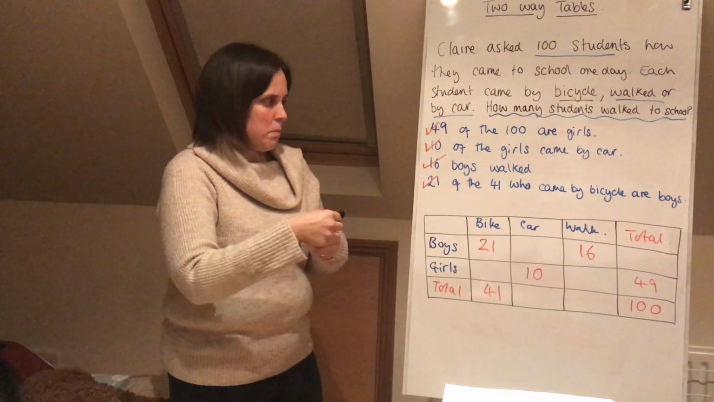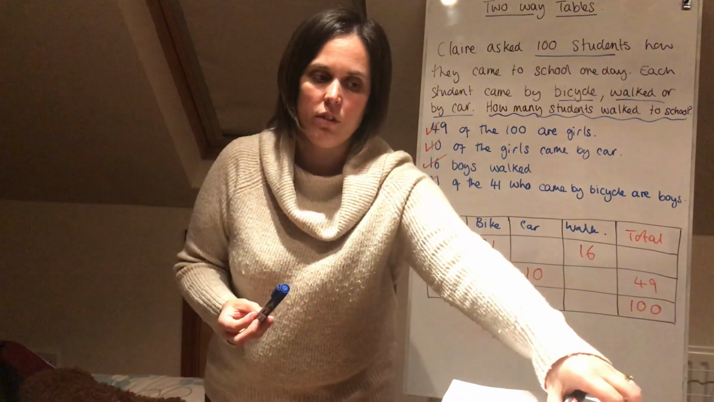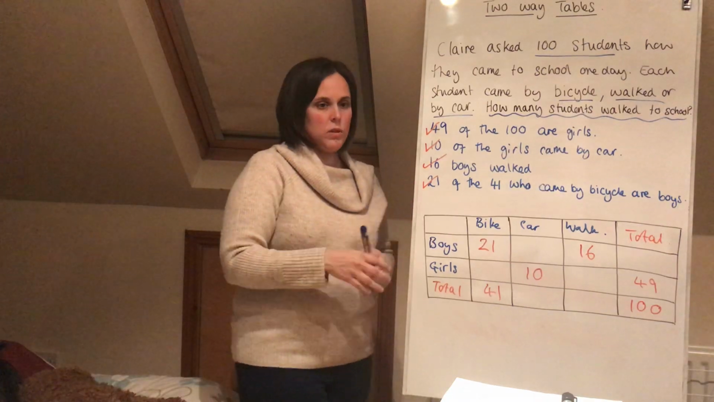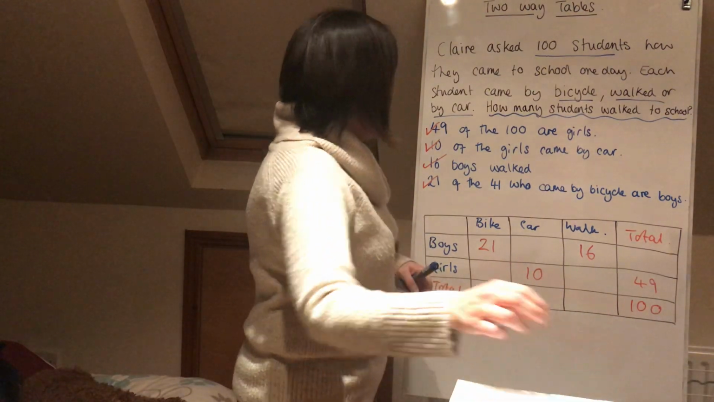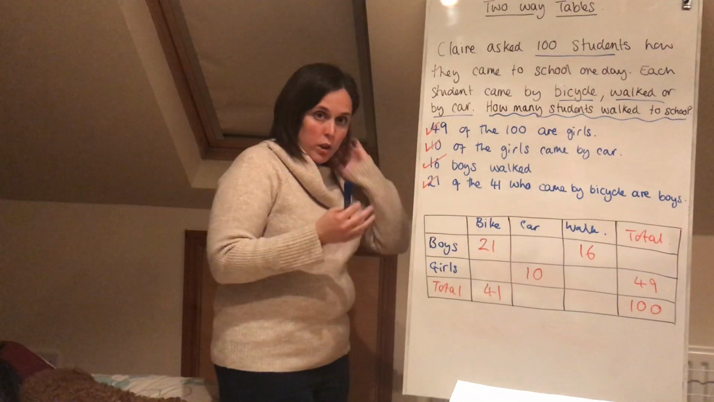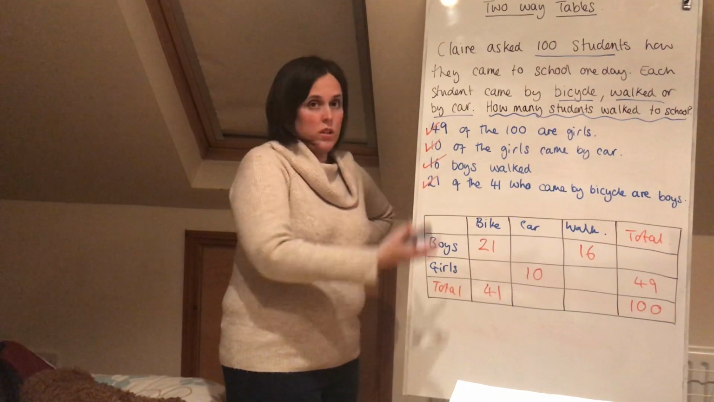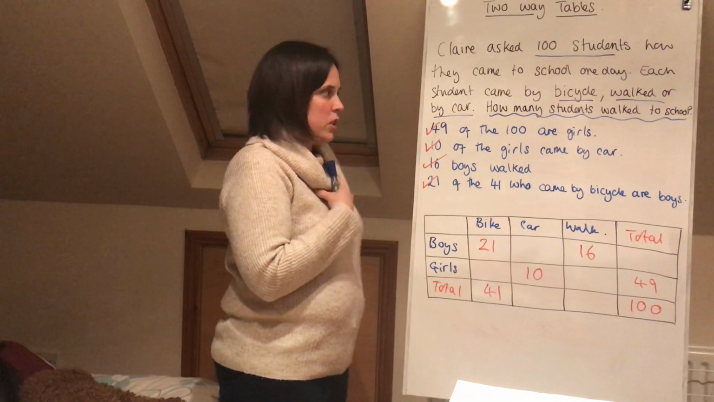Now I'm going to change back to blue so you can see the difference, so you'll be able to see what's been filled in from the information and what we've then filled in, alright? So what you could get in a question is something that looks like this, and then you've got to fill in the rest of the information.